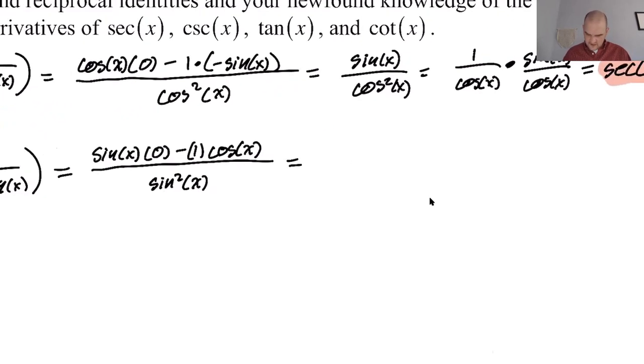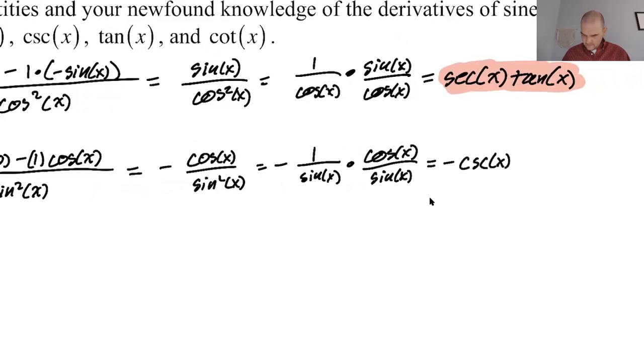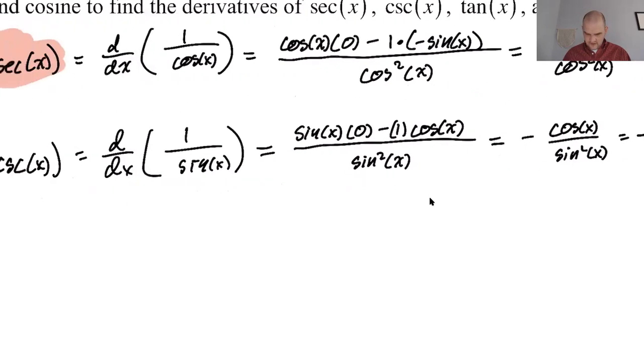Okay, so this is going to give me negative cosine over sine squared. It's almost the exact reciprocal. Almost. It's definitely not, because we have a different thing squared, but it's really similar. So I'm going to do the same sort of thing. Negative 1 over sine, and then times cosine over sine. So this is negative, and then 1 over sine is cosecant, and then cosine over sine is cotan. Okay, do we have a thing developing? I think maybe we do. So this is the derivative of cosecant.